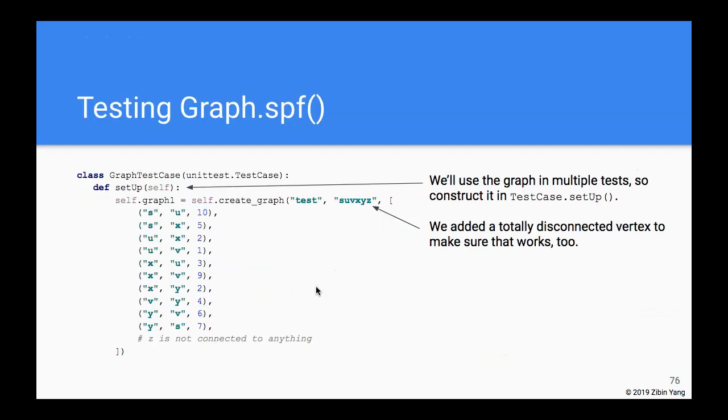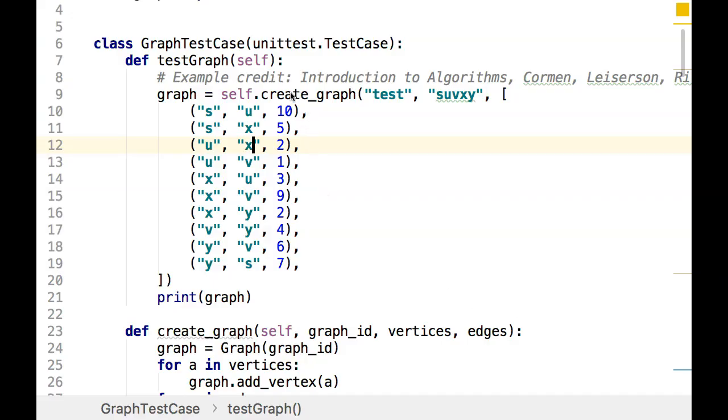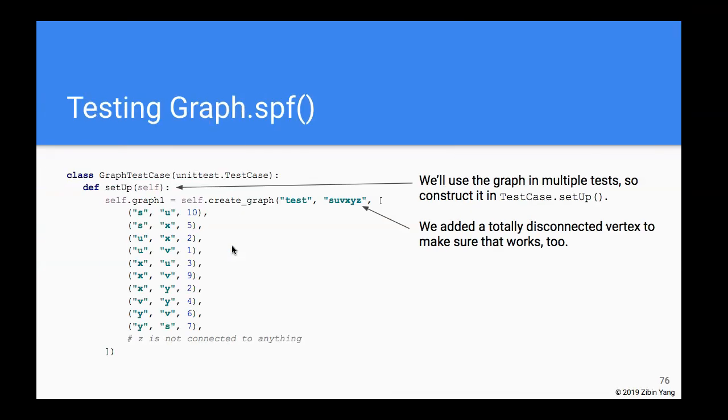Okay, now that we have an implementation, what else do we do? Testing. The first thing is I'm going to use this graph that I used for the Dijkstra demo. I'm going to use it multiple times, so I'm going to create this graph in the setup method of the test, and remember it as self.graph1. I also made a small change such that I added an extra vertex, Z, that is totally disconnected from anything else. I just want to make sure it works in that case. I've already typed all of these things up, obviously.